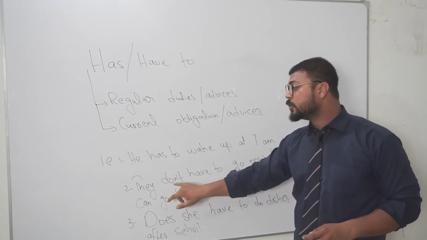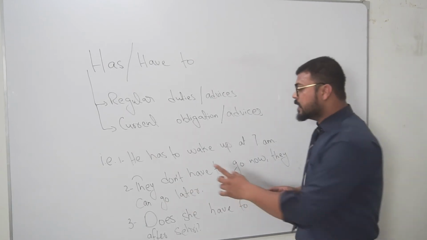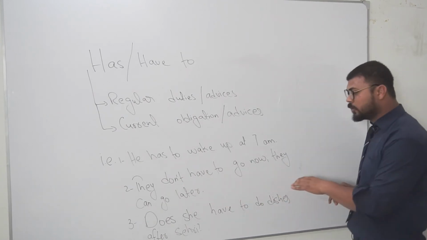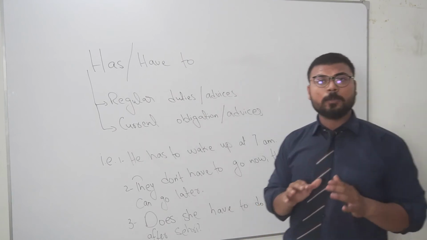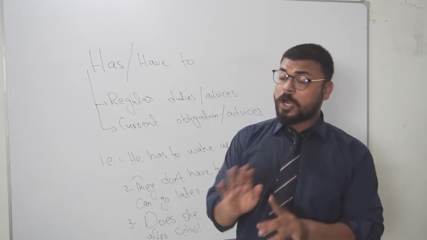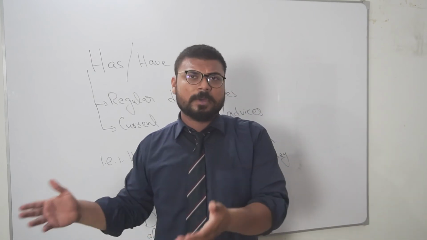So you use they do not. So the short form of do not is don't. So it's like they don't have to go now, they can go later. So we are talking about a current obligation right now, that they do not have to go now, they can go later someday, or they can go some other day, right?